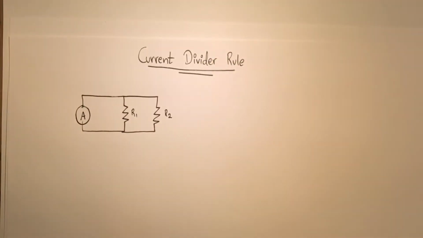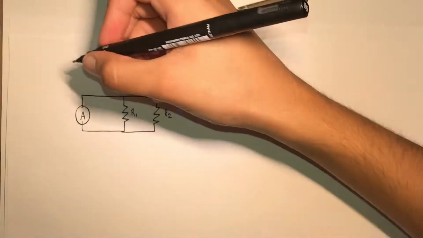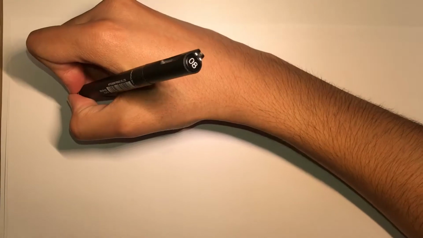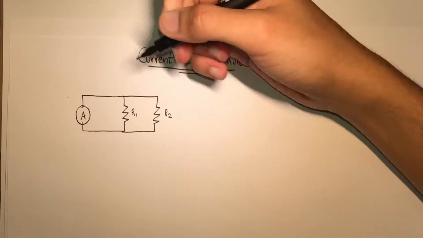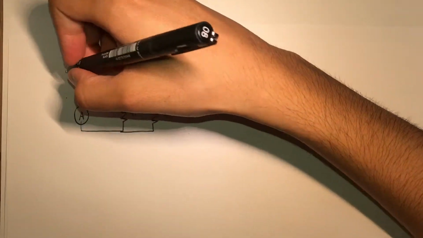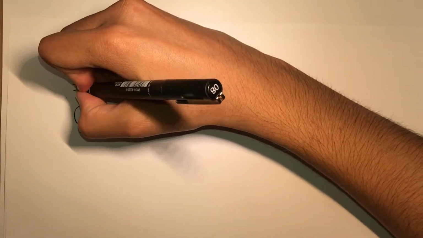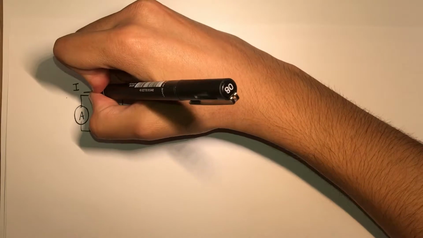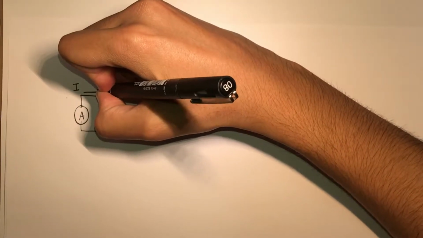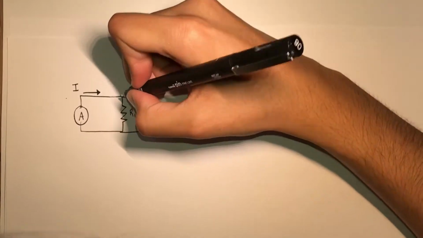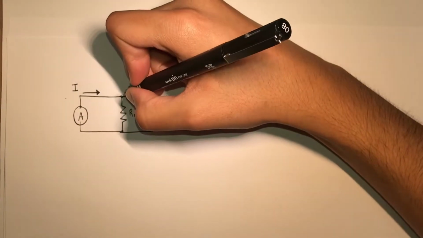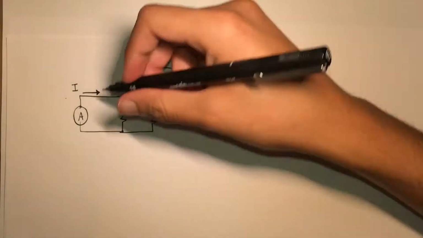Okay, so we have a circuit, there's a current source, and there's R1, resistor 1, and resistor 2. So there's a current in the circuit, I, that is flowing. This is the maximum current coming from the source. And then this is the junction, the point where the current splits into two.